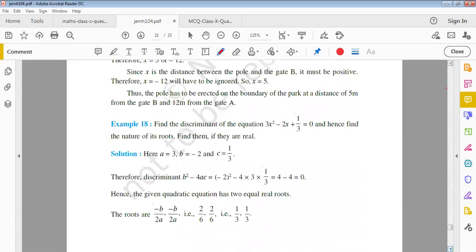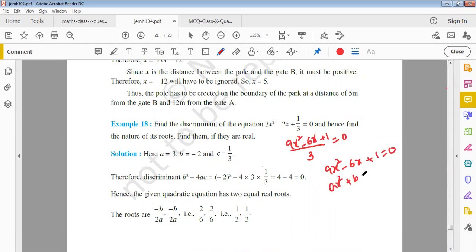Then here, find the discriminant. First of all, try to write it as ax square plus bx plus c. You can simplify by taking the LCM 3: 3 into 3, 9x square, 3 into 2, minus 6x plus 1 is equal to 0. Then 9x square minus 6x plus 1 is equal to 0. Please compare with ax square plus bx plus c.